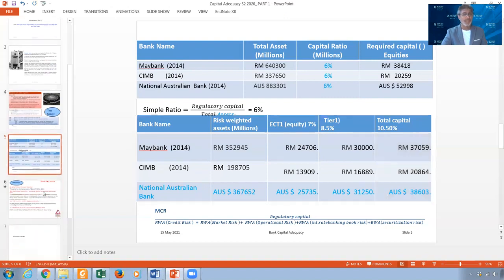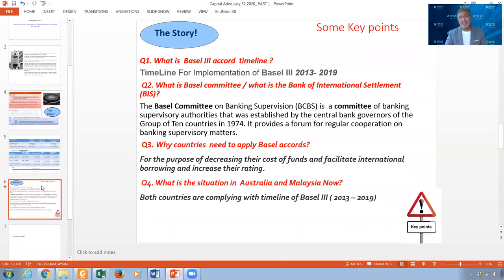Now, this is about it, but just one more thing. I didn't include this even. Just in case you have some questions in your head: what is the Basel Accord timeline? The timeline for implementation of Basel III started in 2013, and they gave banks time to apply it until 2019. And most banks have done it, including the Australian and Malaysian banks.